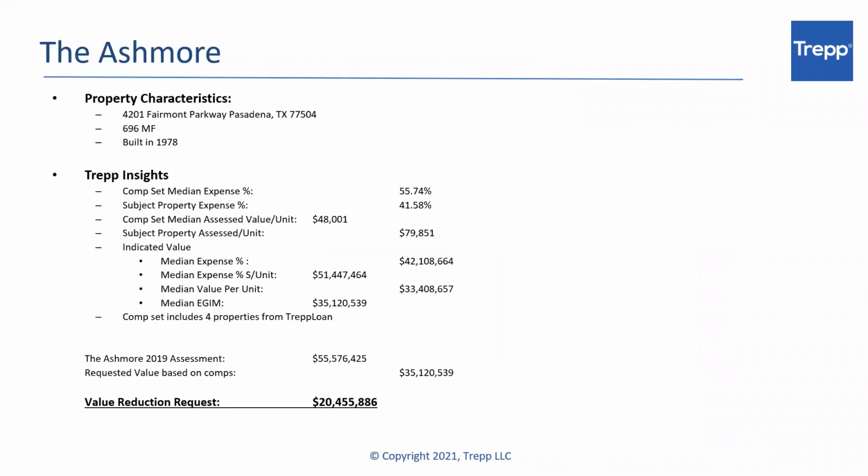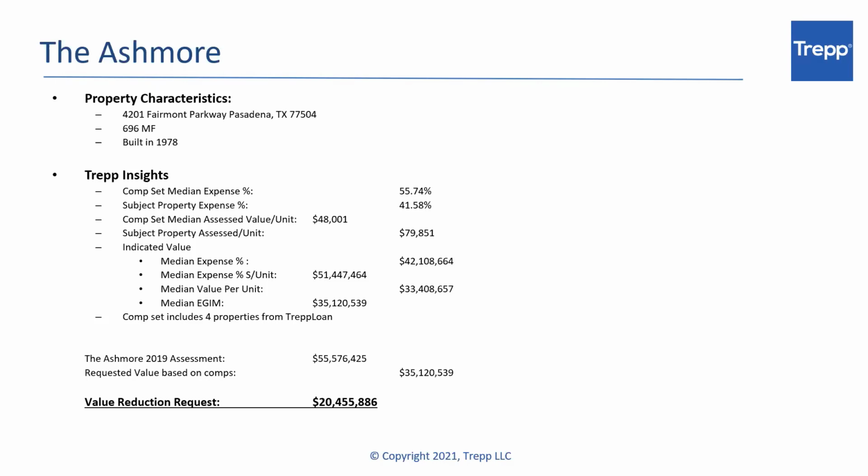So here's an example of how a consultant could take the data from the Trepp system and leverage it to indicate a value reduction when going to appeal. Here's a property located outside of Houston in Pasadena, Texas. It's a 696 unit multifamily property built in 1978. You can see the property's expense ratio is considerably less than the median of a comp set located in close proximity to the subject, about 14% less. You can also see the comp set median assessed value per unit as compared to the subject.